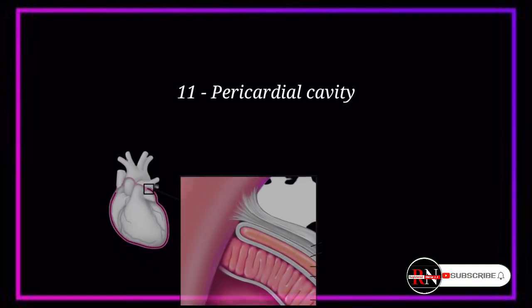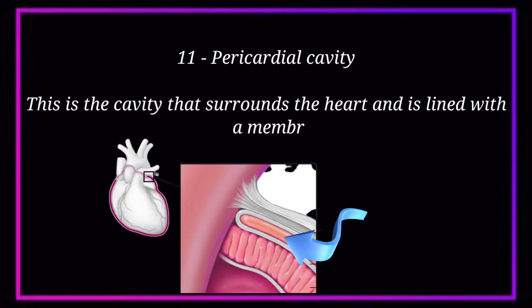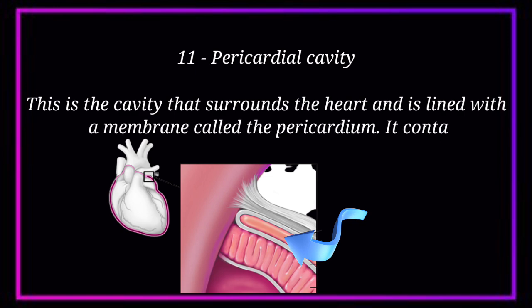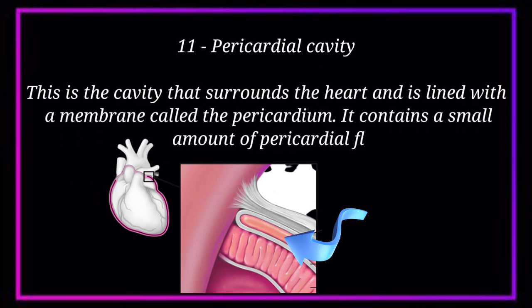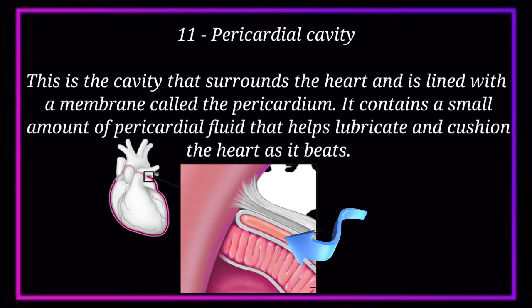Number 11. Pericardial cavity. This is the cavity that surrounds the heart and is lined with a membrane called the pericardium. It contains a small amount of pericardial fluid that helps lubricate and cushion the heart as it beats.